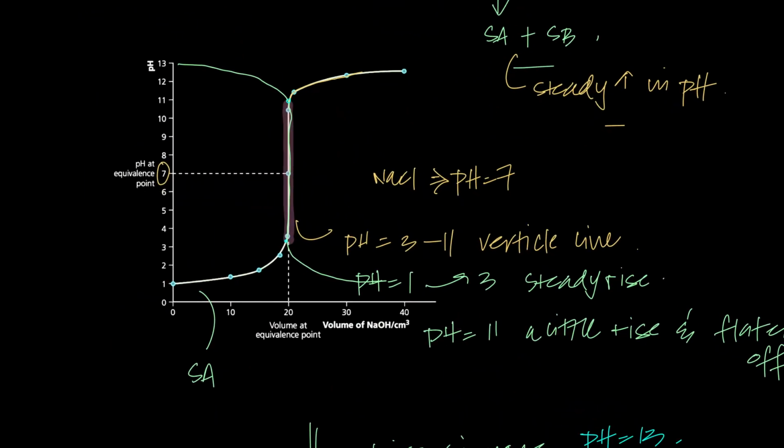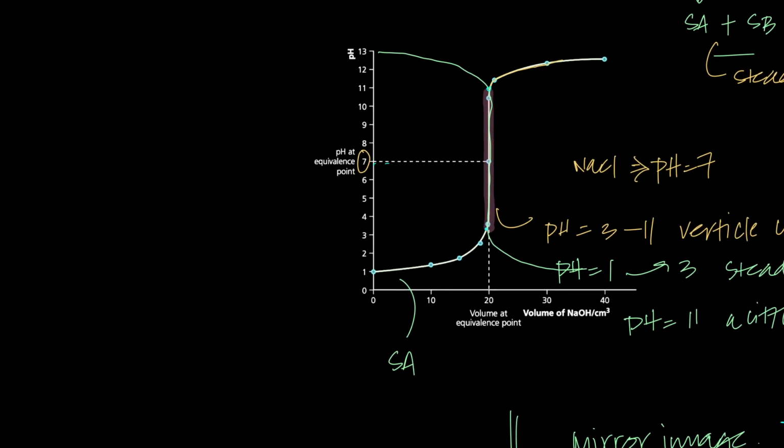Sir, how do I know I have to go from pH 3 to 11 in strong acid and strong base? The equivalence point is 7, right? So if I go from 3 to 11, the midpoint of 3 and 11 is 7. So you have to look into the midpoint. That's why I said take an average. 14 divided by 2 is 7.